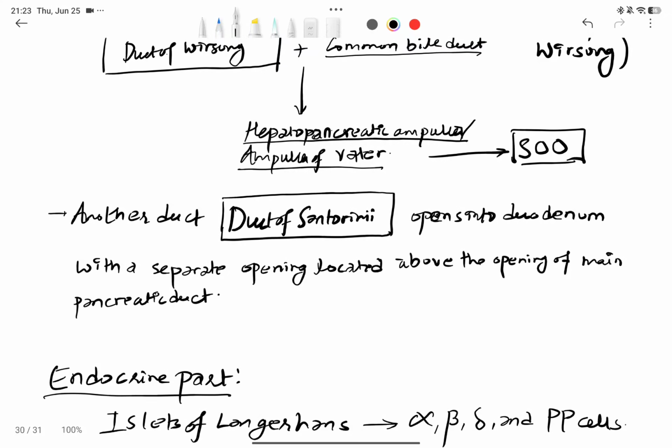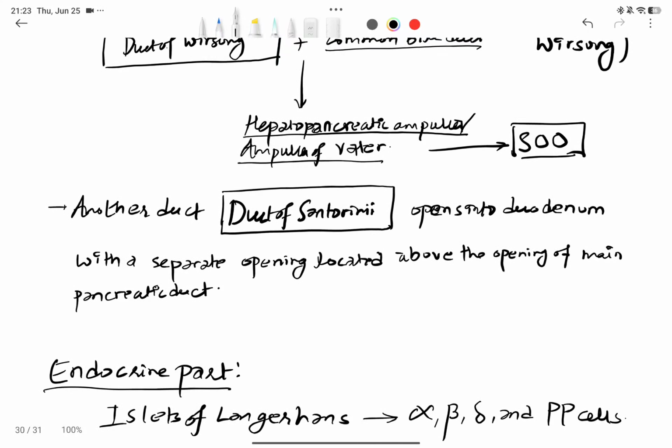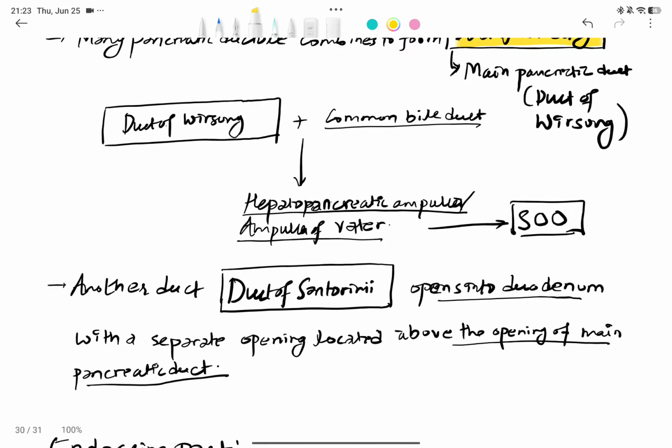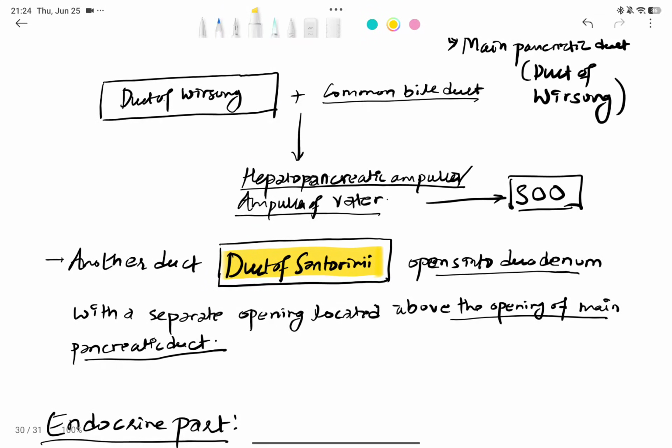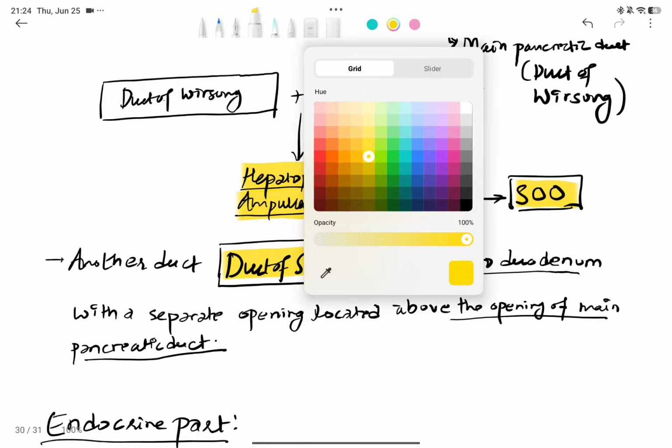The duct of Santorini opens in the duodenum with a separate opening located above the opening of the main pancreatic duct. This is known as the duct of Santorini, and this is the hepatopancreatic ampulla, also known as the ampulla of Vater, which is guarded by the sphincter of Oddi. So this is the picture of it.